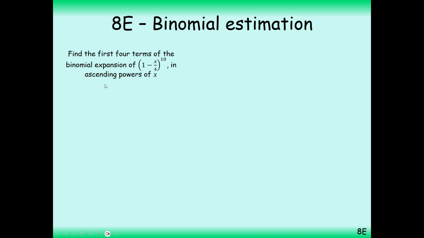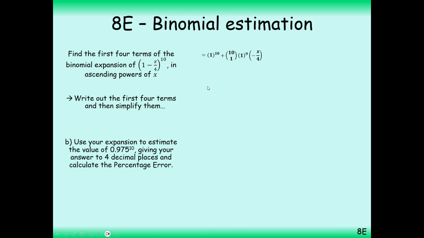Ascending powers of x, as I explained, means start with x to the power 0, 1 to the power of 10. That's going to be our first step. So let's just answer part A first. We're going to get these first four terms. So we're going to use our calculator and our knowledge here. That's a 10 and so on and so forth.